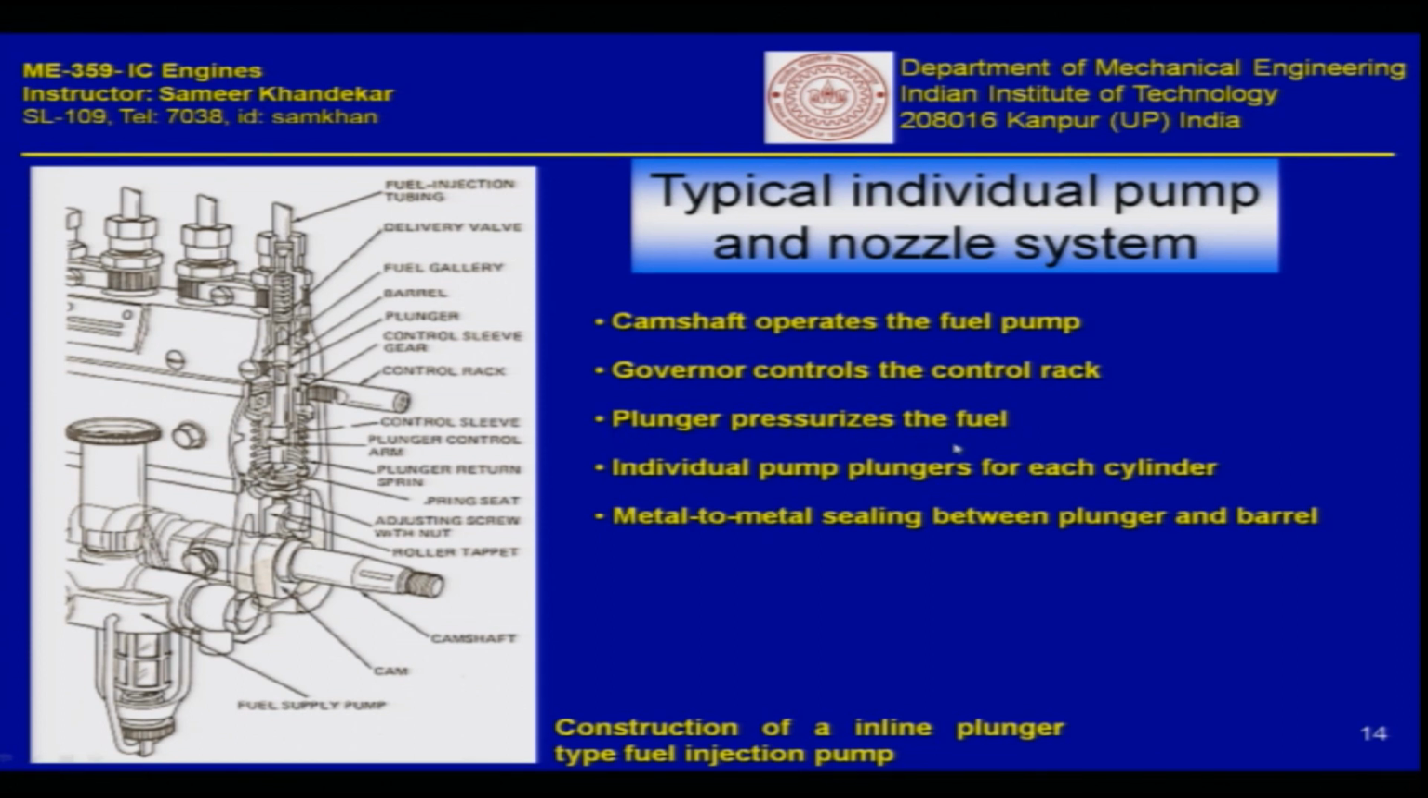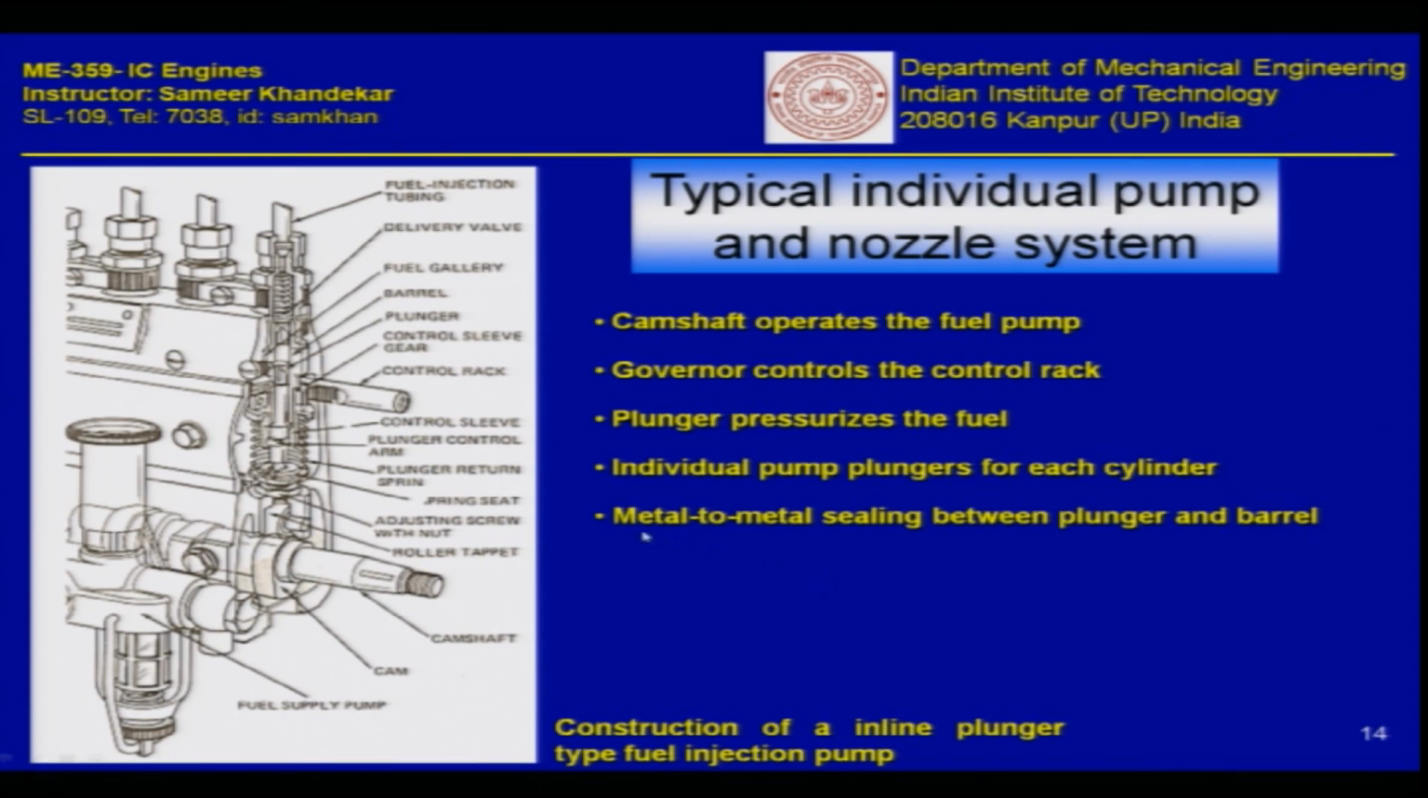The plunger pressurizes the fuel, and individual pump plungers are there for each cylinder. Some of them you cannot see here, but there is a pump adjoining this pump, and a cam adjoining this cam. If there are 6 cylinders, there will be 6 cams, and all the 6 cams will of course be aligned at different locations, because every pump will deliver exactly at the time when that particular cylinder is supposed to fire. So, at that time only the fuel will be delivered to that particular cylinder.